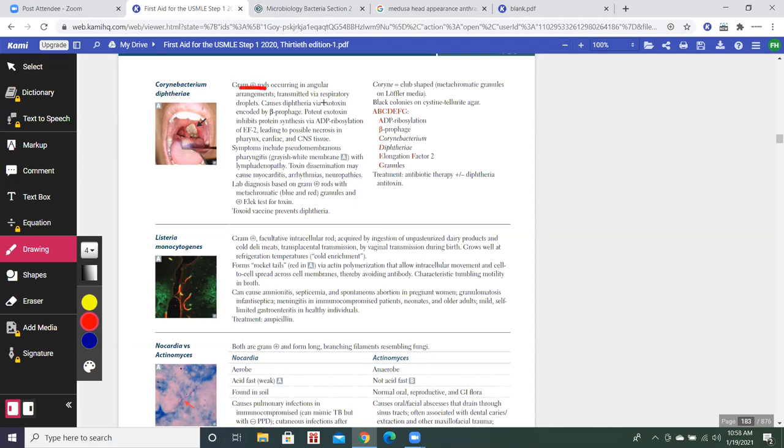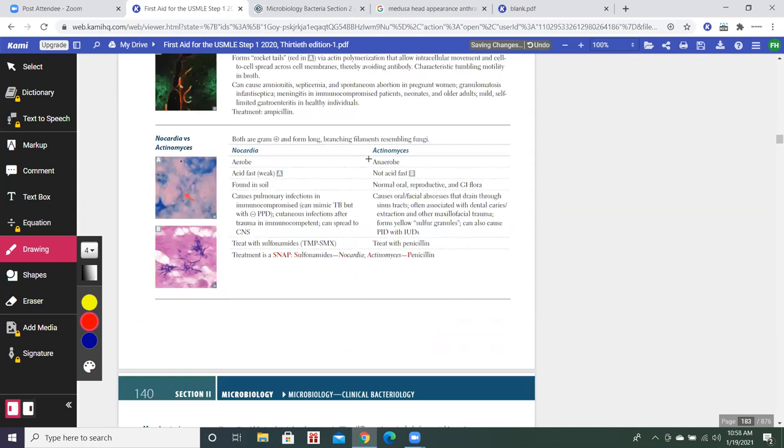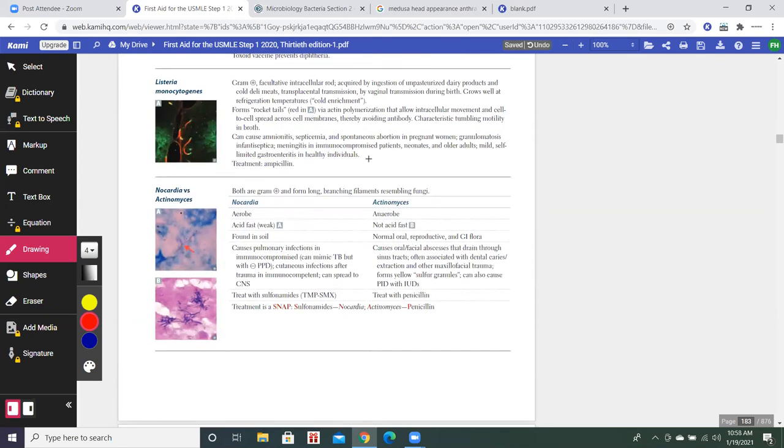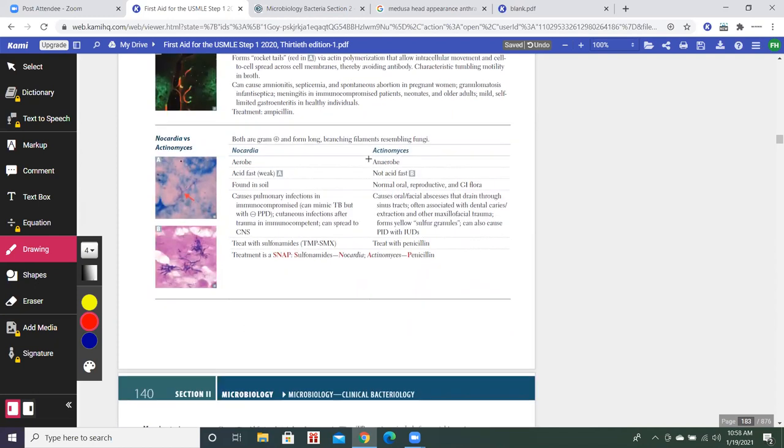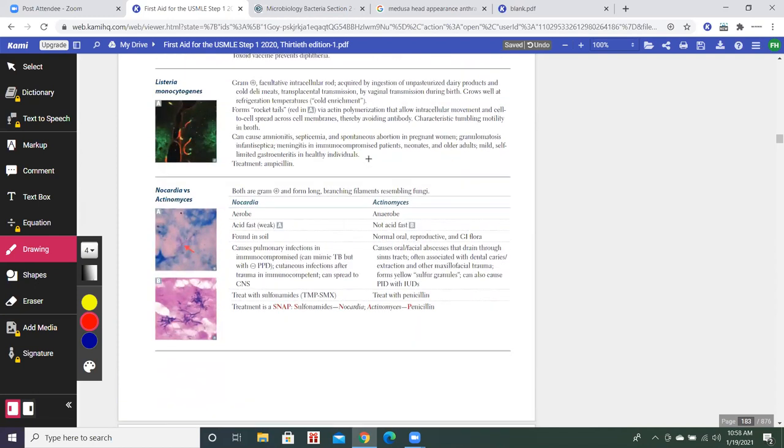Corynebacterium diphtheriae, it's a gram-positive rod. First of all, it's gram-positive, it's a bacilli. Is it aerobic or anaerobic? Aerobic, okay. Which type of toxin is being released from Corynebacterium diphtheriae? We learned the toxin. Diphtheria toxin. What is the mechanism of action of diphtheria toxin? Inhibits elongation factor 2. Okay, very good.